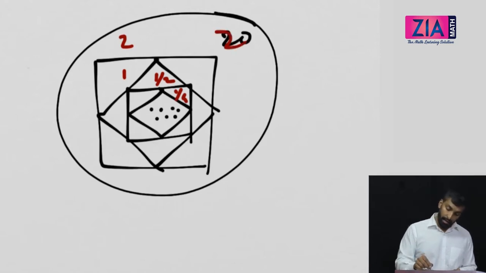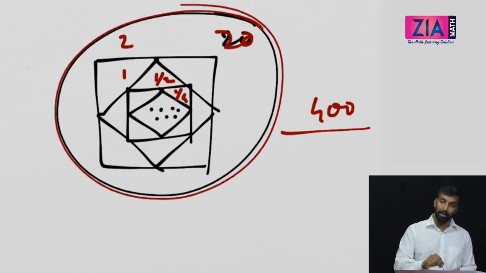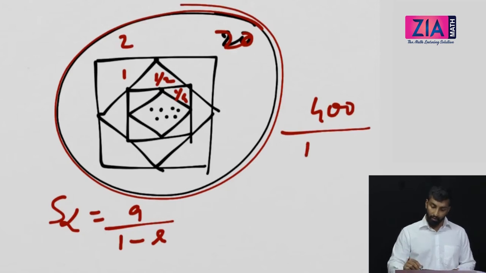So if you know the outer area, that is, 20 is the side, that means 400 is the area. This is actually making a GP with a common ratio 1 by 2. So sum to infinity is actually a by 1 minus r. So 400 is the a here, the first term, divided by 1 minus 1 by 2, which is nothing but 800.